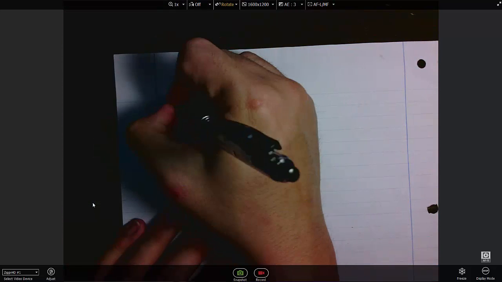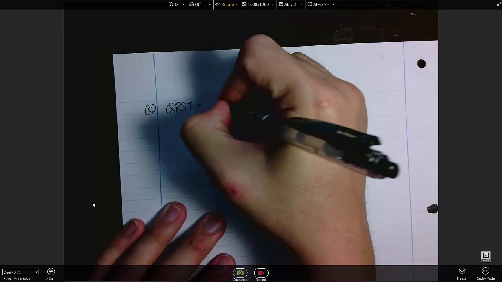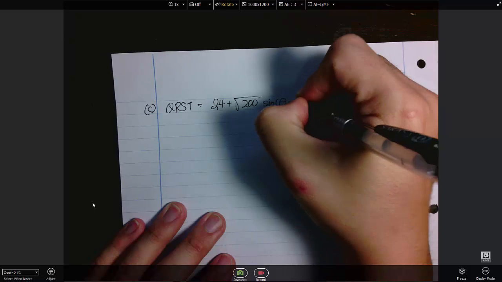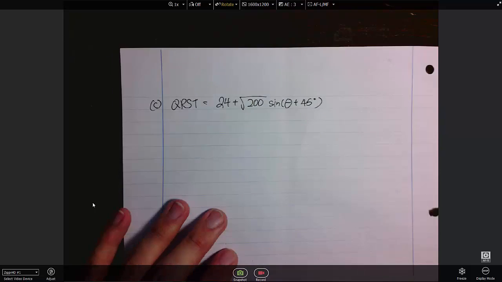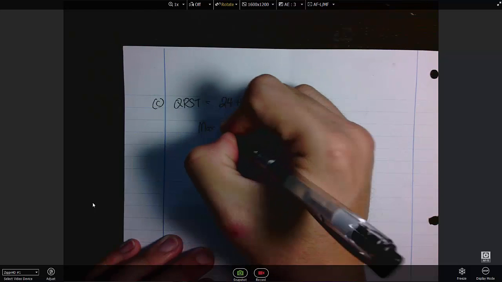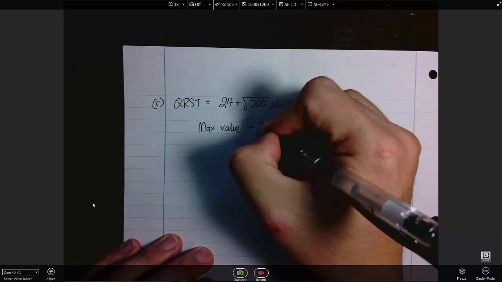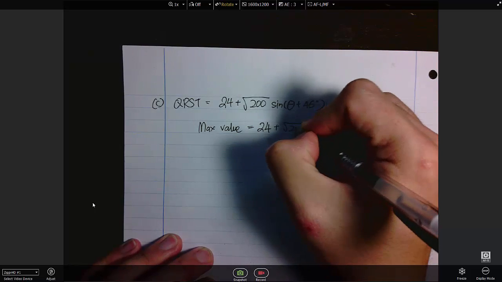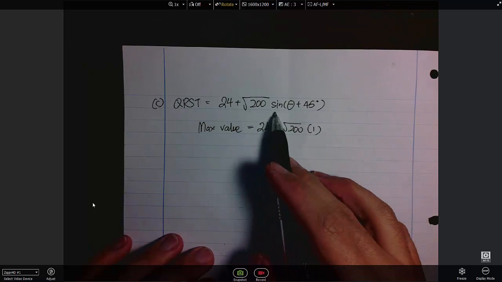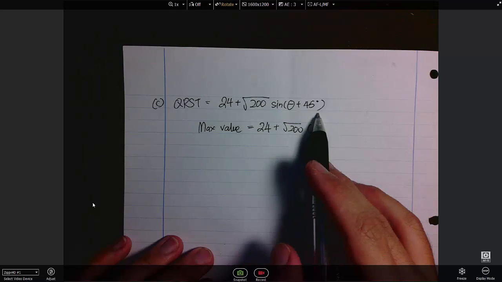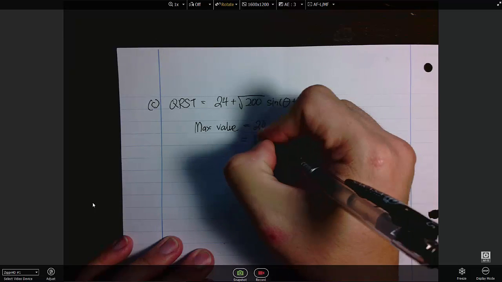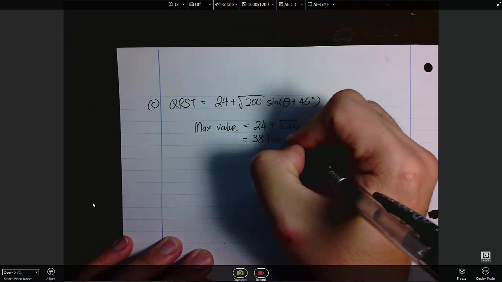Part C, remember that the perimeter of QRST is equal to 24 plus square root of 200 sine theta plus 45 degrees. Maximum value will occur when we have 24 plus square root of 200 times 1. Why times 1? Because for the sine function, the maximum value is 1. So my maximum value, if you evaluate it, is 38.1 cm.